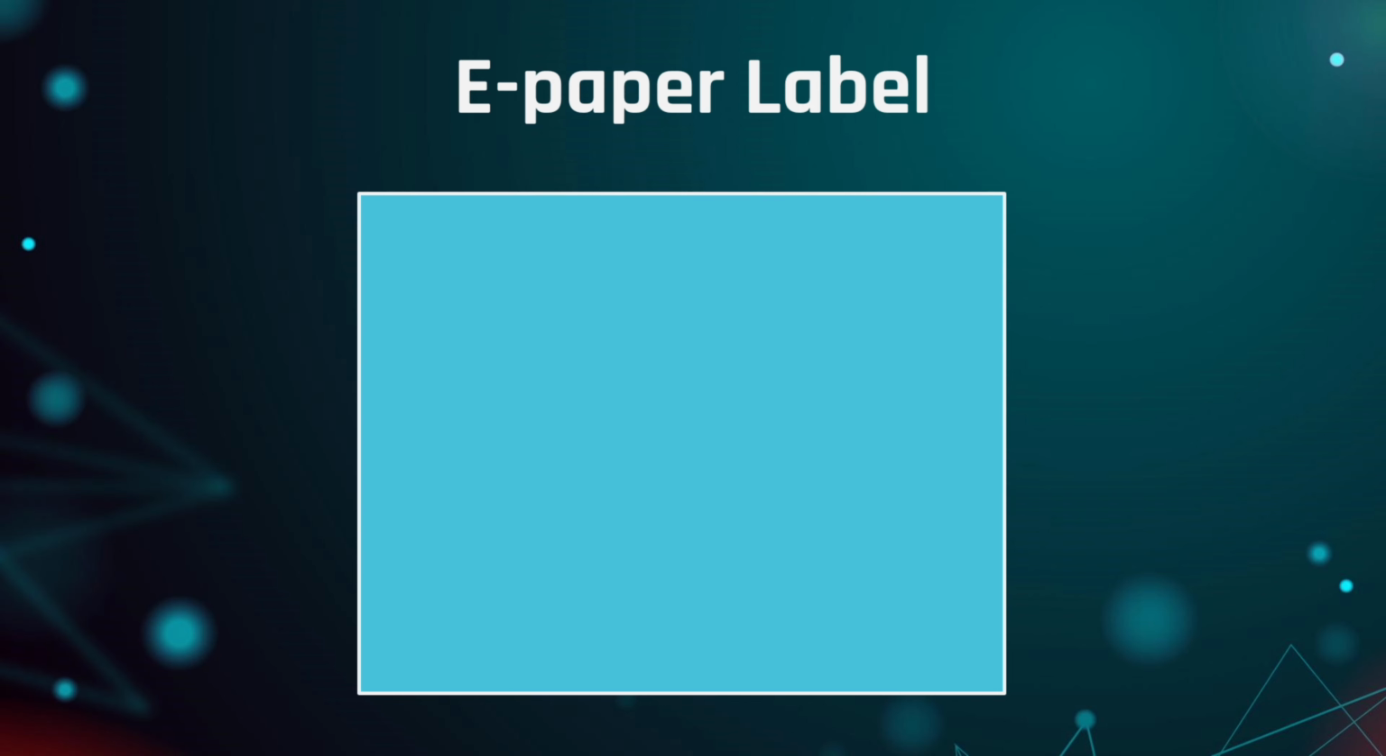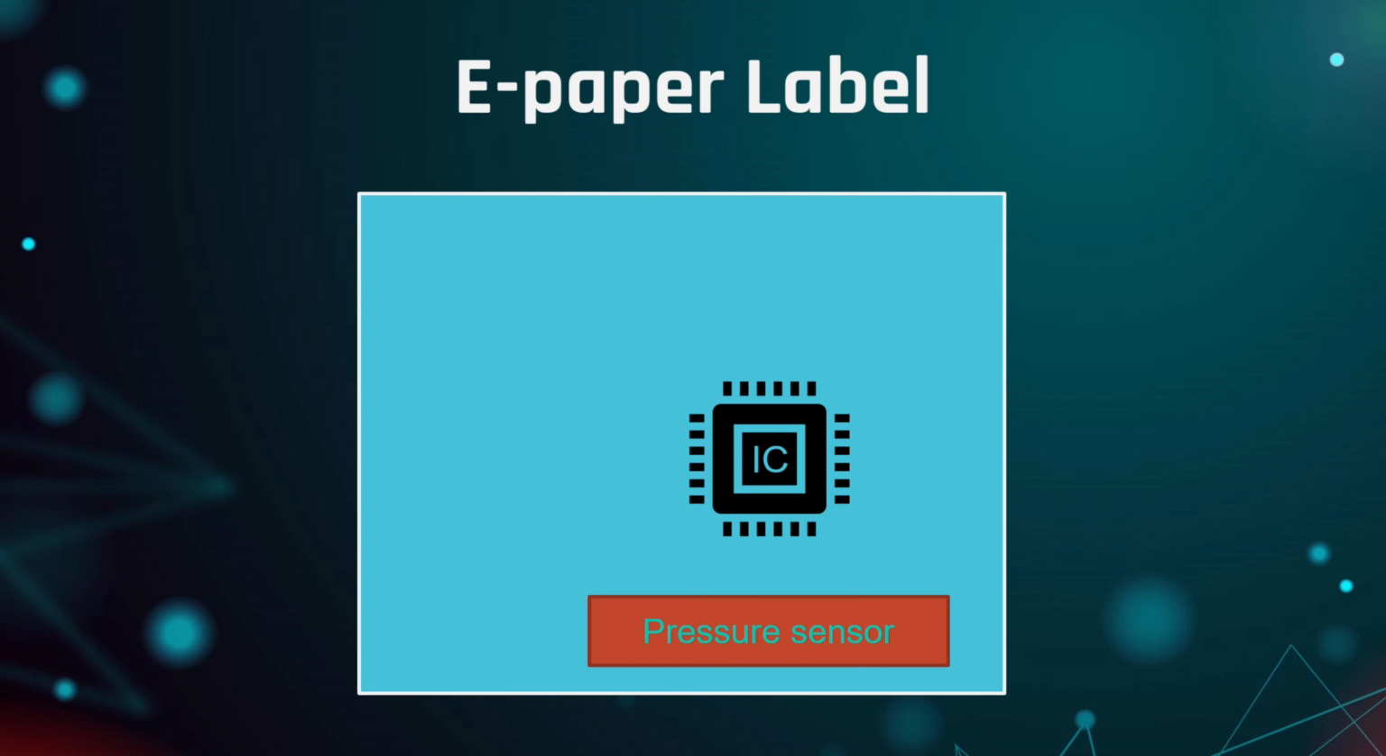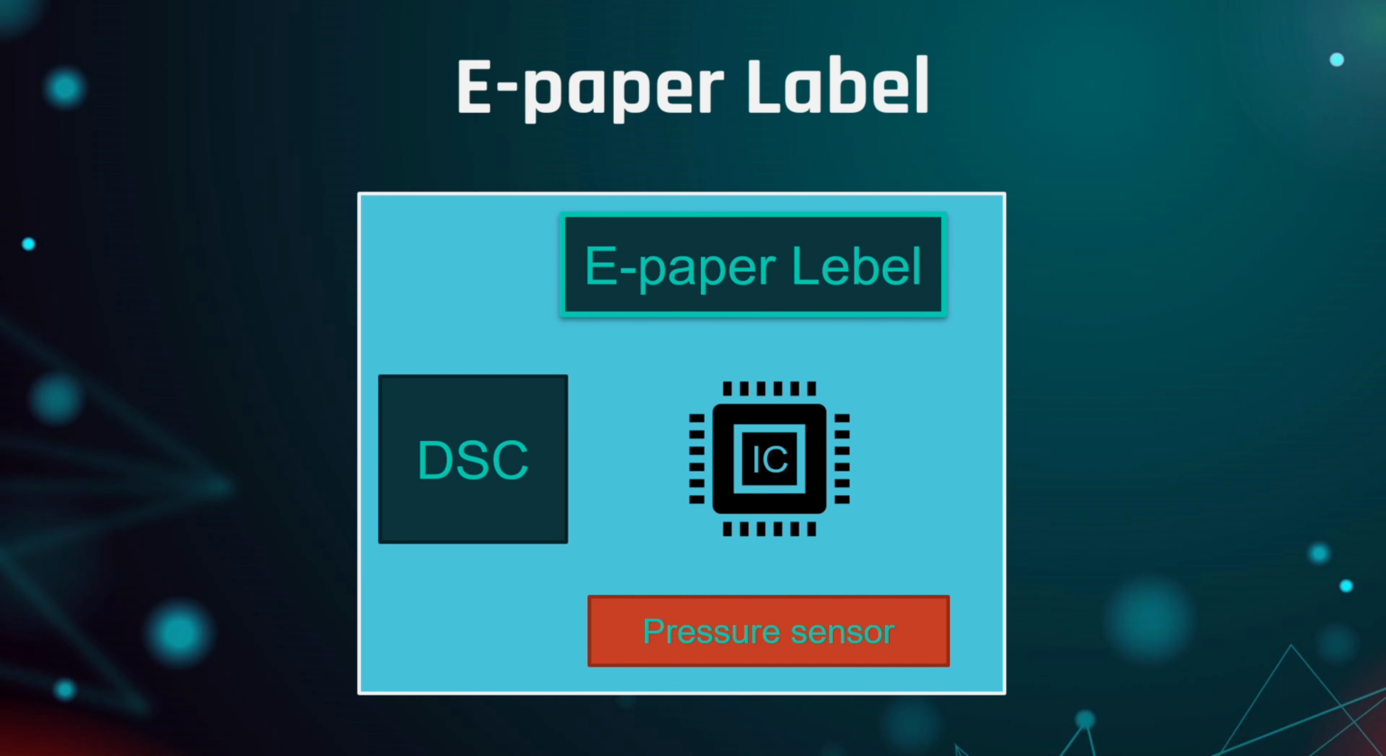First, it needs an IC and a pressure sensor to detect goods weight, and a DSC, which means dye-sensitized solar cell, to provide operation electricity. All the above components are connected to an IC. The IC is able to contact a cloud database. By communicating with the cloud, the IC drives the e-label to display renewable information, but we will focus on the e-paper part.